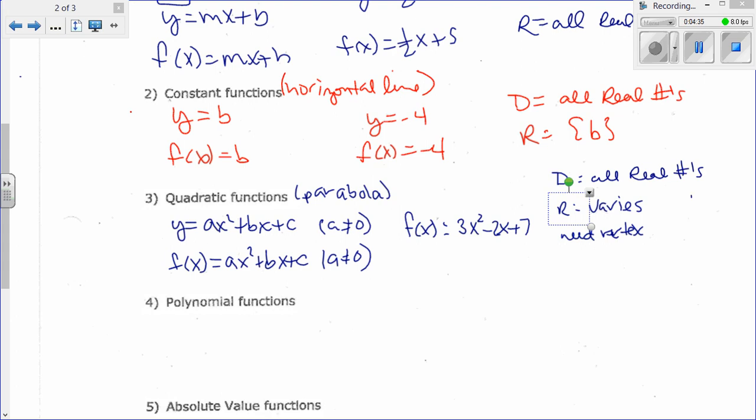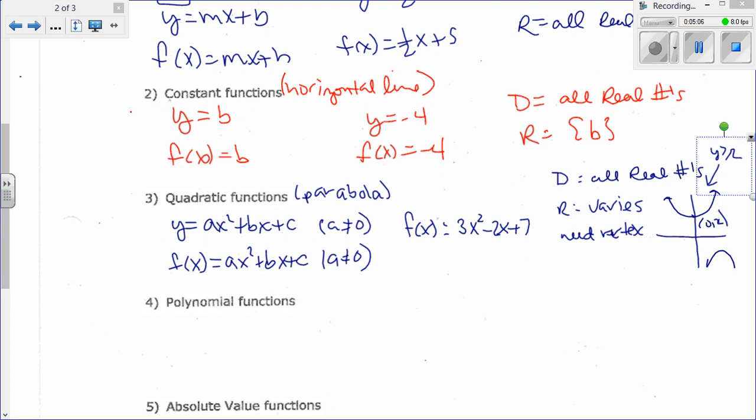So, for example, if I have a parabola that looks like this, and this is the point 0, 2, for this one, my range would be y is greater than or equal to 2, because from my very bottom values, it keeps going up.